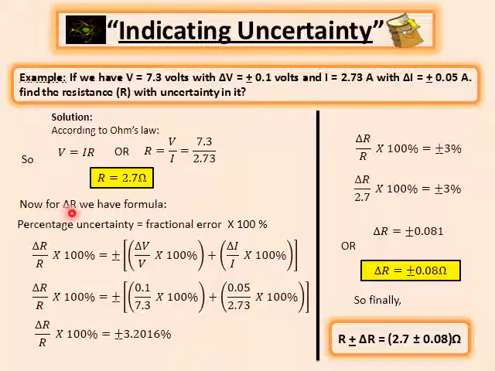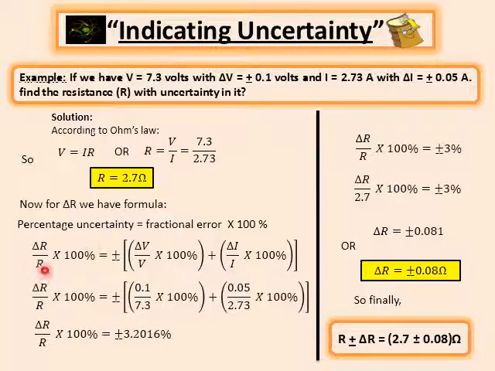Now here we are going to find the value of delta R, which shows the uncertainty in resistance R. So here we have the basic formula. The percentage uncertainty is equal to the fractional error into 100%. Now this is the basic formula which we will use to find delta R. Now this equation is showing the product rule.